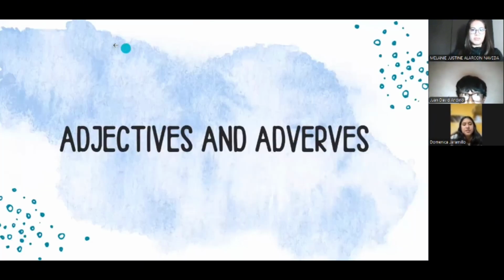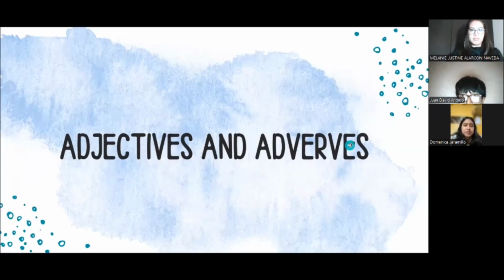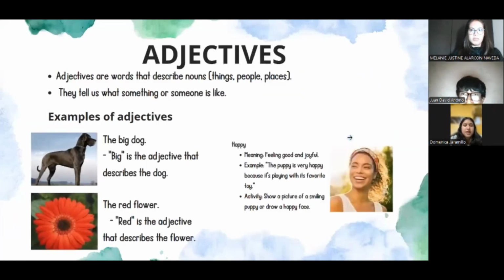Adjectives and adverbs. Adjectives are words that describe nouns: things, people, places. They tell you what something or someone is like. Examples of adjectives: the big dog. Big is the adjective that describes the dog. The red flower. Red is the adjective that describes the flower.